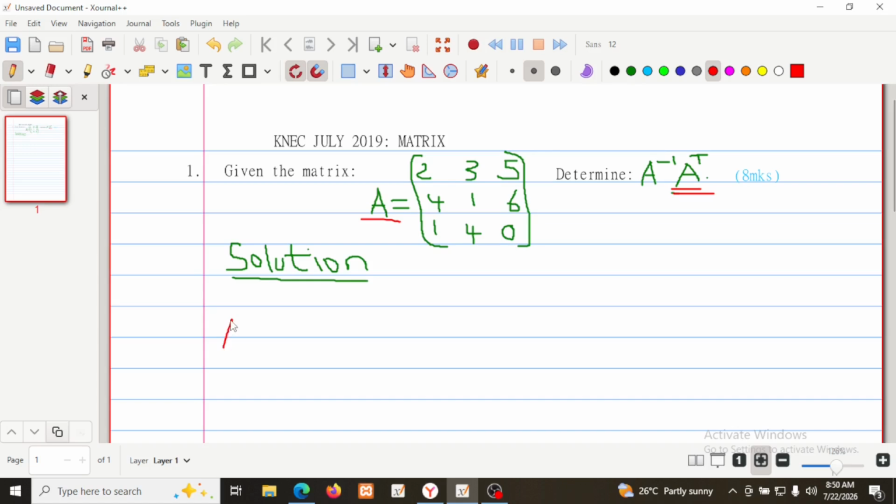To transpose is to change the rows into columns. So A transpose is equal to, we'll have 2, then 3, then 5, then 4, 1, 6, we have 1, 4, 0, like that. So we have found the transpose. So we go to the inverse of the matrix.